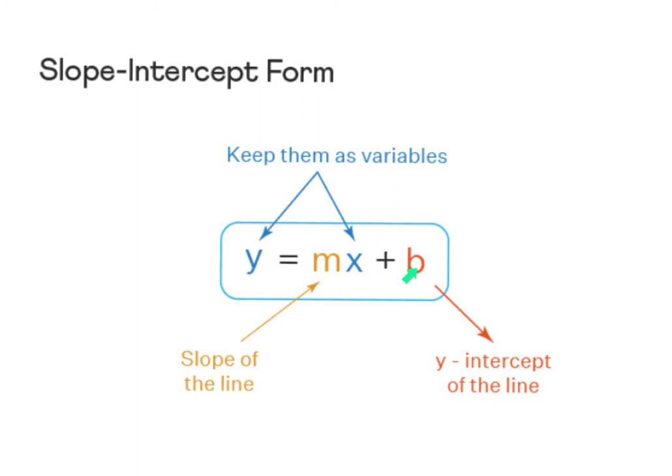You do have special cases. If you have a vertical line, it's going to be just x equals a number. If you have a horizontal line, it's just going to be y equals a number, all right? But other than that, you should have y equals mx plus b with m and b filled in. M is the slope of the line. B is the y-intercept of the line, all right?